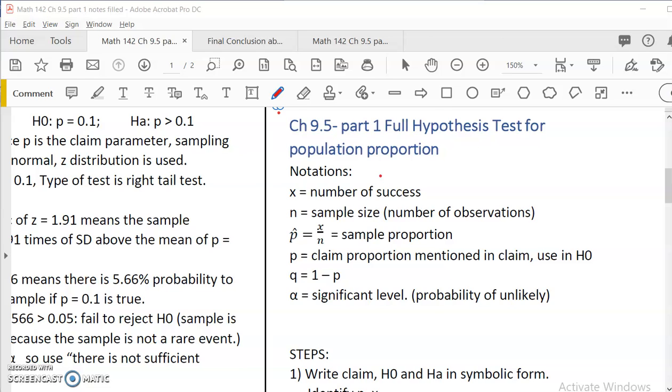Hello statistics student, this video is for chapter 9.5 part 1, discussion of full hypothesis test for population proportion.